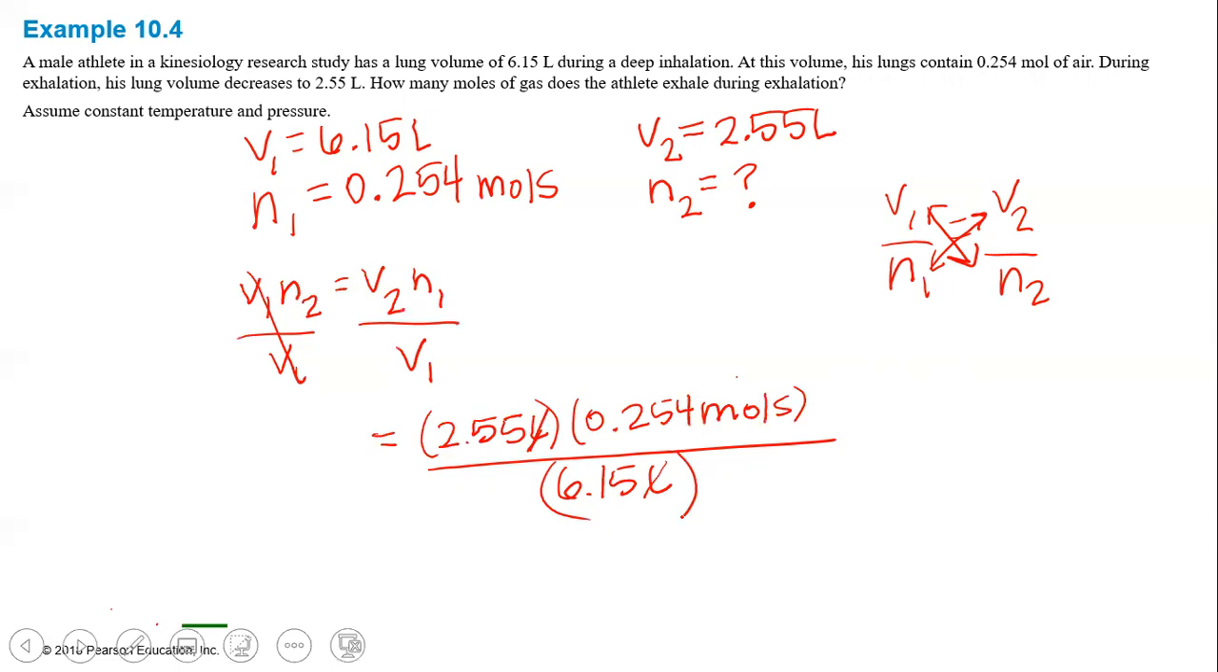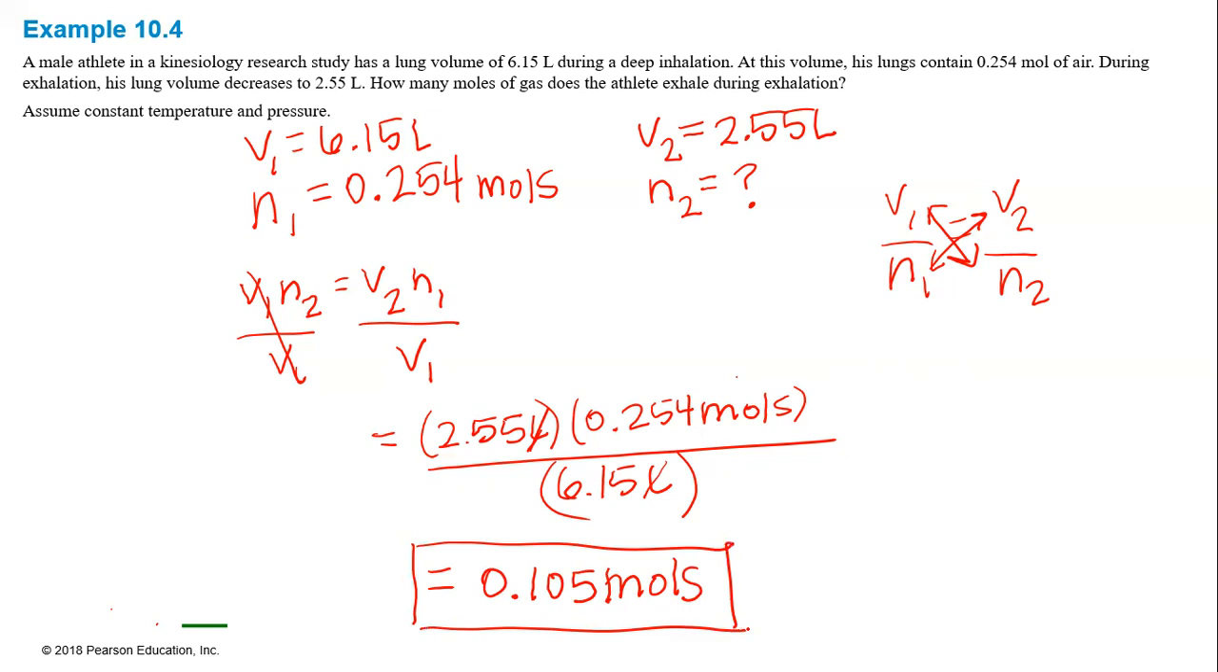So now I'll multiply and divide. Okay, my moles decreased to 0.105. That makes sense since my volume decreased. So that should be correct.